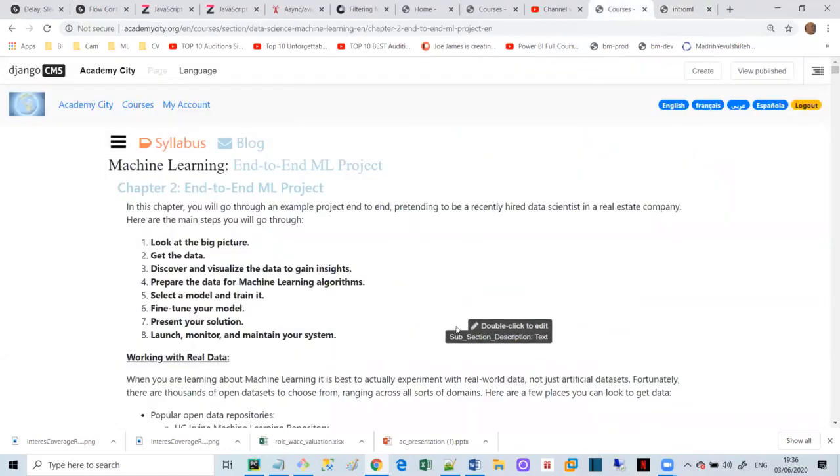Finally, launch, monitor, and maintain your system. As I said, you're uploading it, let's say, to Amazon Web Services, people commenting. They said, well, you should change this one, you change this one, blah, blah, blah. And that's what you're supposed to do, finally. And then it really starts getting its own life.